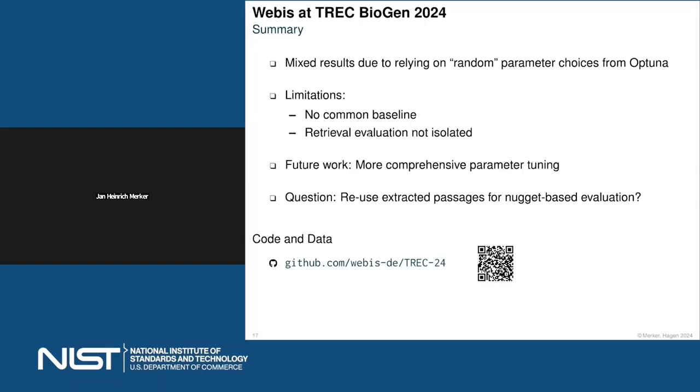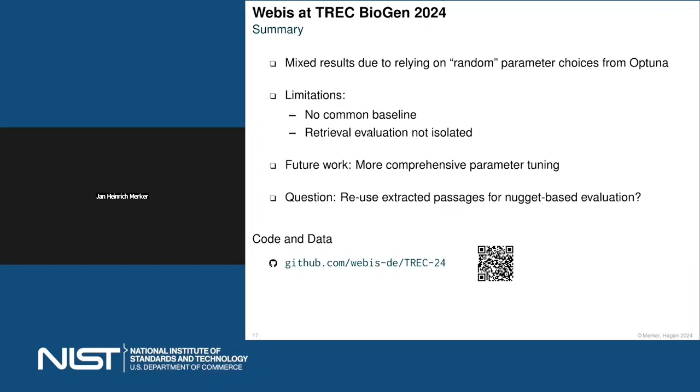To summarize, we got kind of mixed results due to relying on these random parameter choices from Optuna. So there's no clear winner of our runs. We did not have a common baseline, which is something we can improve, of course, in the next iteration. We did not have an evaluation of the retrieval part in isolation. So the retrieval evaluation always depends on which text was generated.